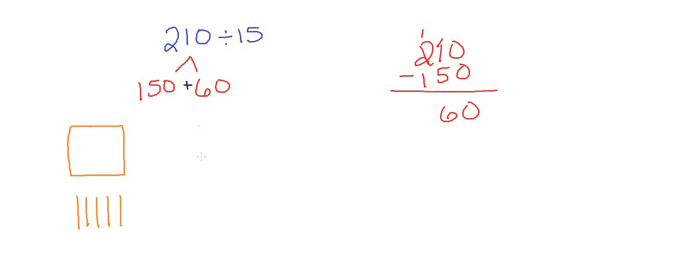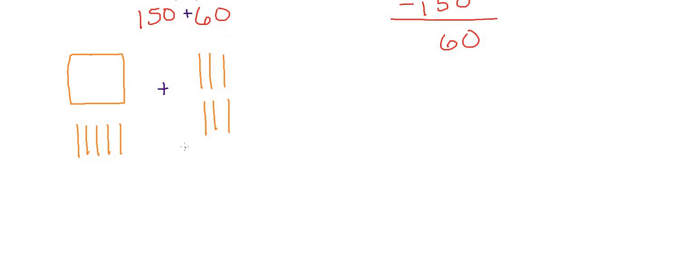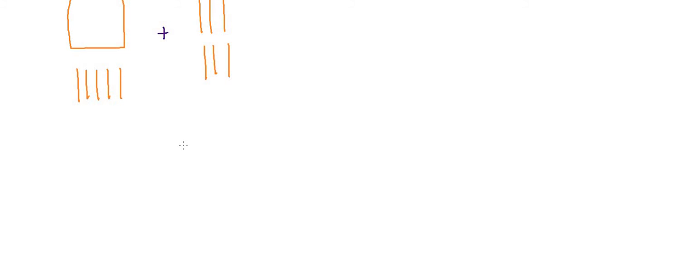60 can be rewritten as 6 tens. And again, there is still a little plus sign in there because we are not, you know, those base 10s, we're writing them separately, but they still belong together. They still add up to 210. Okay, I'm moving down a little bit more.